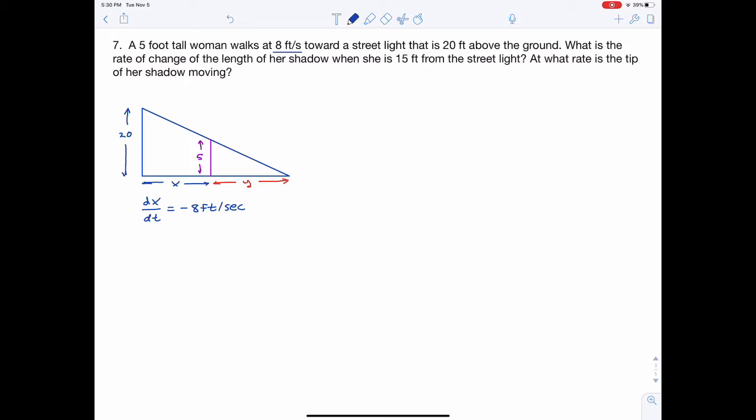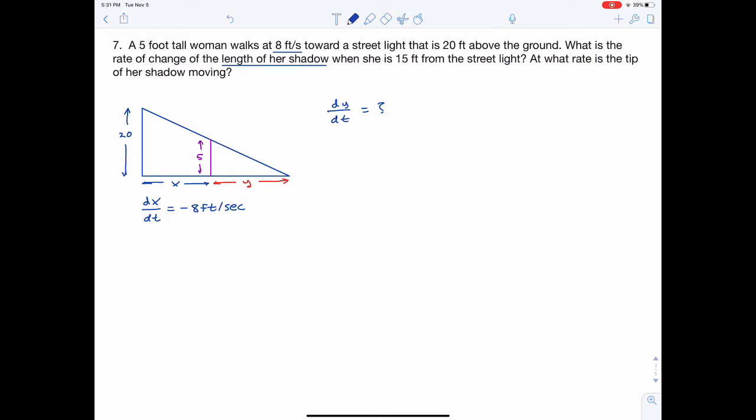So the first thing they want us to do is find the rate of change of the length of the shadow. So in other words, we want to find dy/dt when she is 15 feet from the light. What is the rate of change of the length of her shadow when she's 15 feet from the light? Then there's a second question: at what rate is the tip of her shadow moving?